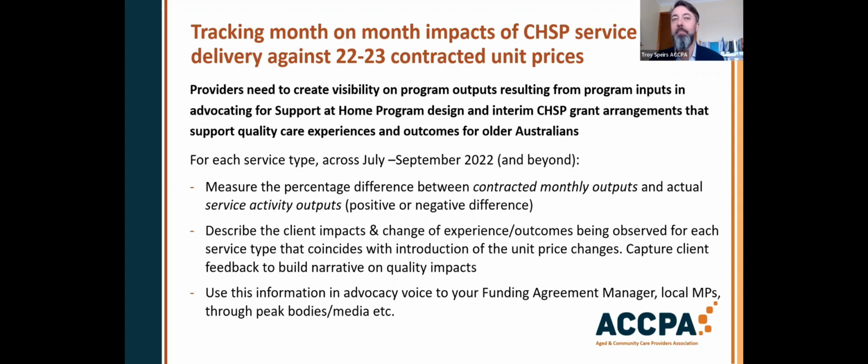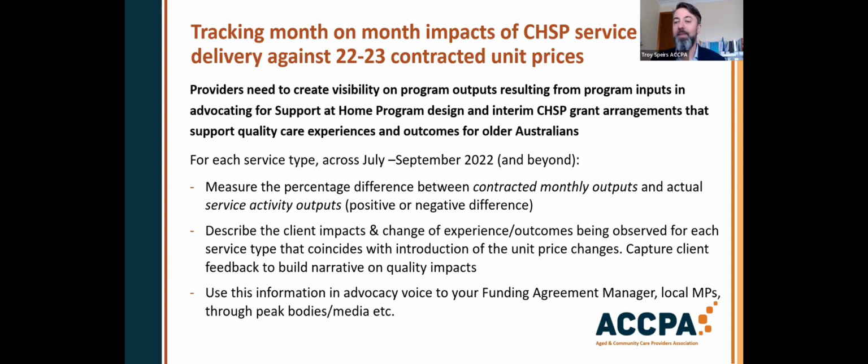But alongside that, the second point: describe the client impacts and change in their clients' experience and outcomes. Observe for each of those service types what goes alongside that change. And capture client feedback to build that narrative on what you're seeing. Now, that information, if it's tabled and managed, can be used to advocate. CHSP providers can have a voice. They can communicate, this is what we've captured, to their funding agreement manager. They can send it to their local MPs and through peak bodies and the media.